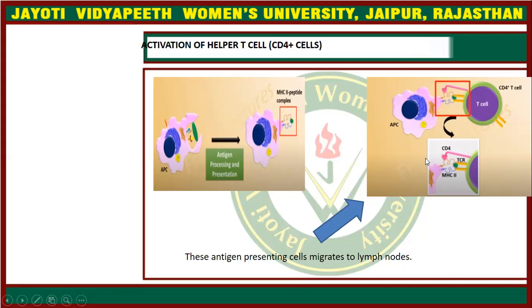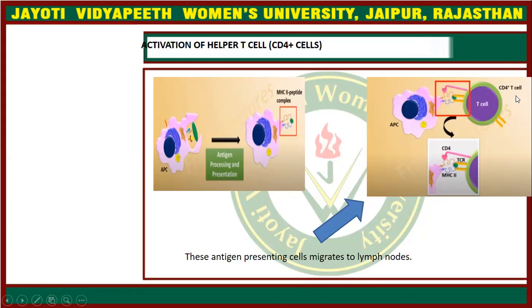So these antigen presenting cells, after engulfing and after presenting the antigen, move to the lymph nodes. In the lymph nodes, there are lots of T cells. The antigen, along with the antigen presenting cell, migrates to the lymph nodes, and in the lymph nodes, there are lots of T cells.